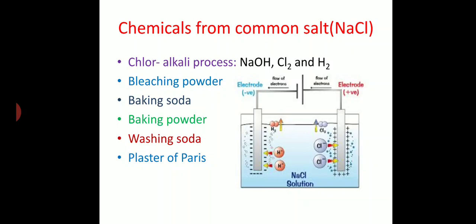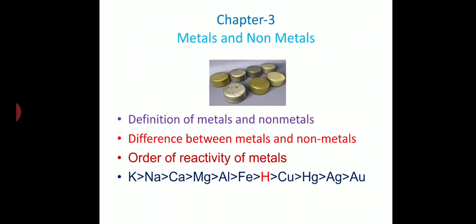So when calcium sulfate, that is gypsum, CaSO4·2H2O, is heated, it loses one and a half water molecules to give calcium sulfate hemihydrate, which is known as plaster of Paris, and you know the use of plaster of Paris very well. Okay, now we'll see chapter 3, metals and non-metals.